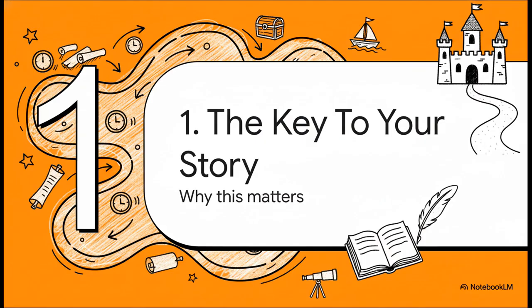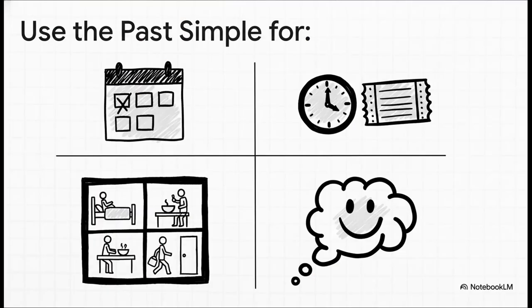Section 1. Why does this even matter? Well, the past simple is basically the language of finished actions. It's for all the things that started and, this is the important part, finished at some point in the past. It is literally the language of storytelling. So as you can see, we use it for a bunch of really important things.